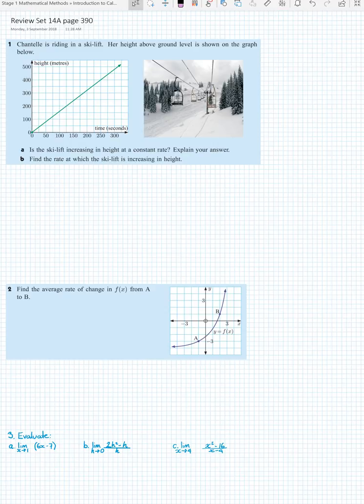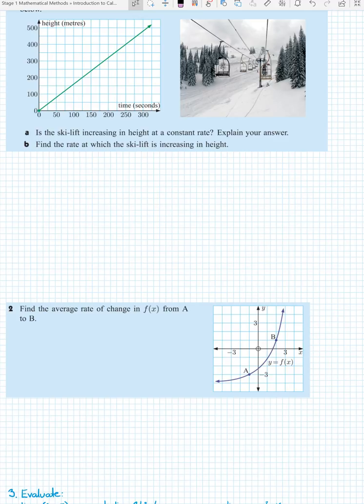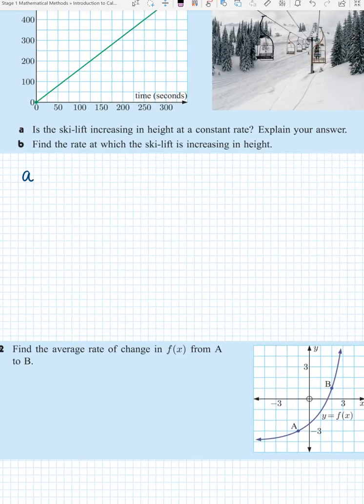So is the ski lift increasing in height at a constant rate? And explain your answer. So we can say yes, it is increasing at a constant rate, and that's because it's a straight line graph, which means that the amount that it increases in height stays the same as the ratio to the amount it increases in the time. So it's a straight line graph.